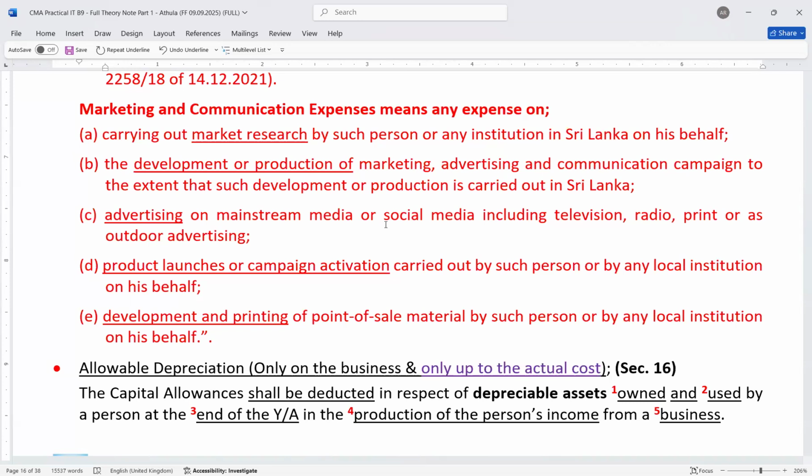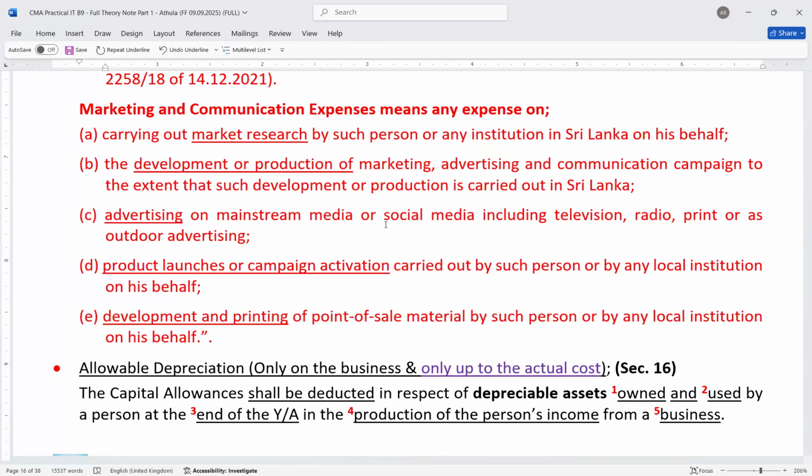Then next one, product launches or campaign activities carried out by such person or by any local institution on his behalf. Now, when it says product launches, normally a product is launched once in one market. But again, we may be launching the same product in a different market. That's okay. That is not prohibited.